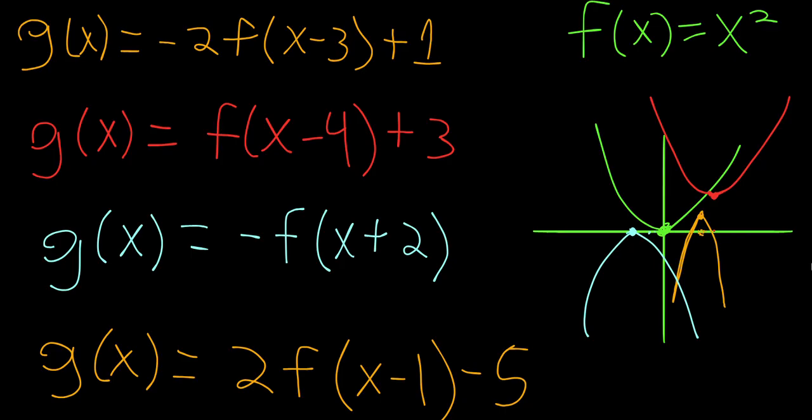This one is going to be a stretch again, and it's going to be a horizontal translation and a vertical translation. So we're going to move over 1 to the right because we have x minus 1, and we remember that it's the opposite when it's in parentheses. So 1, and then we have a stretch, but we also move down 5. 1, 2, 3, 4, 5. So right about there. So we're right about there with a stretch, meaning our parabola gets tighter.